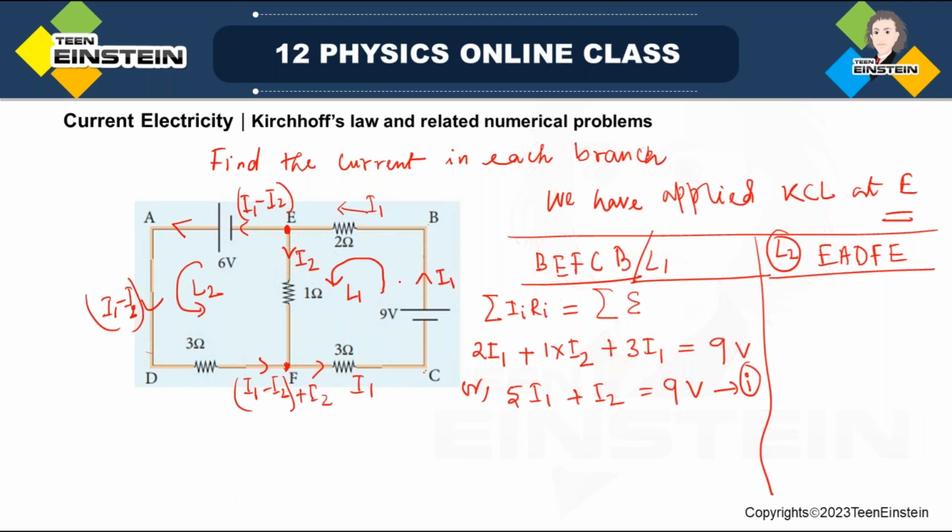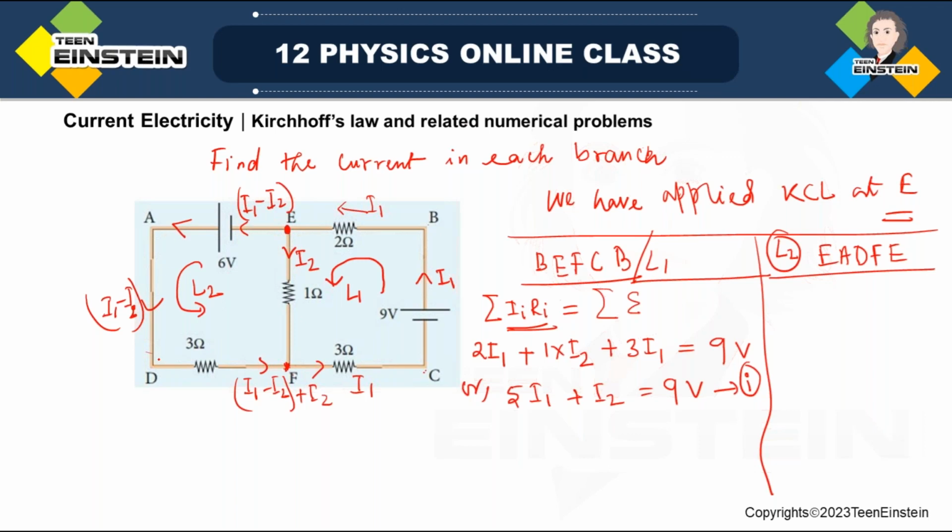See, I have two unknown quantities, I1 and I2. So to get the values of I1 and I2, I need at least two equations. So in loop 2, I'll go from E to A. So there is only the battery.